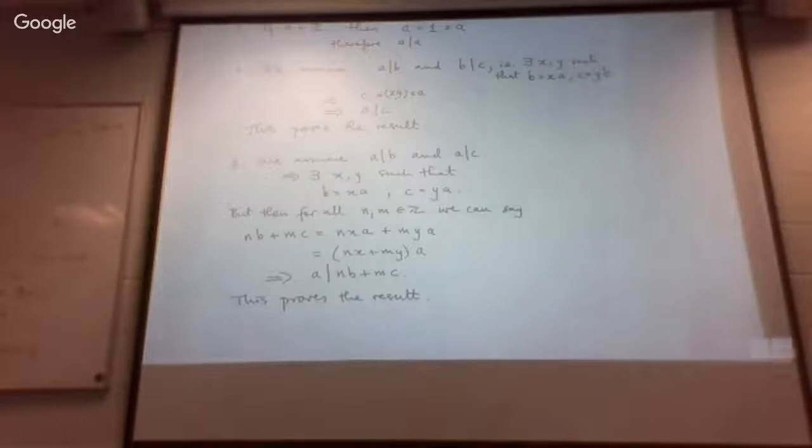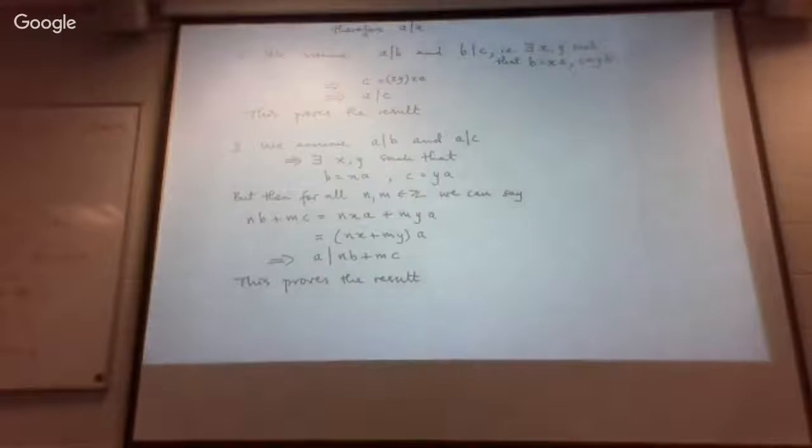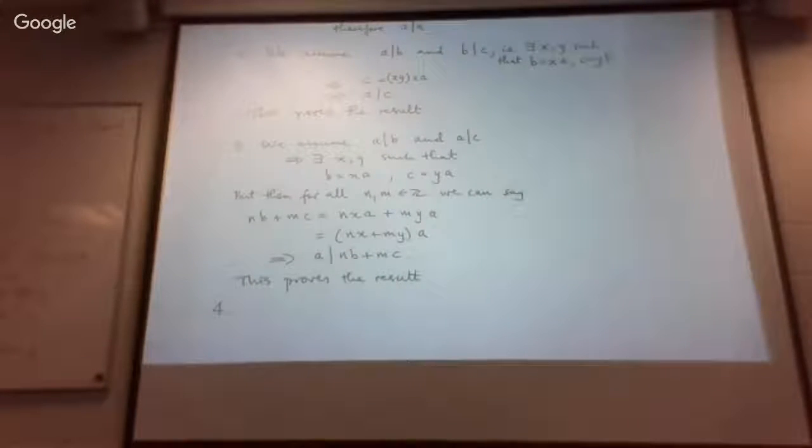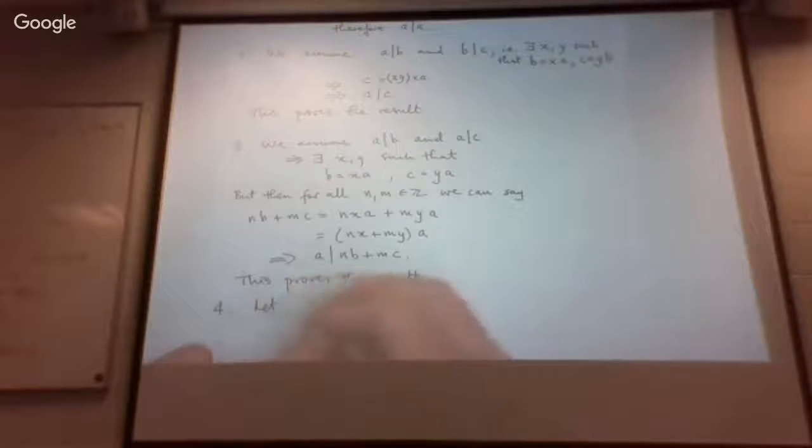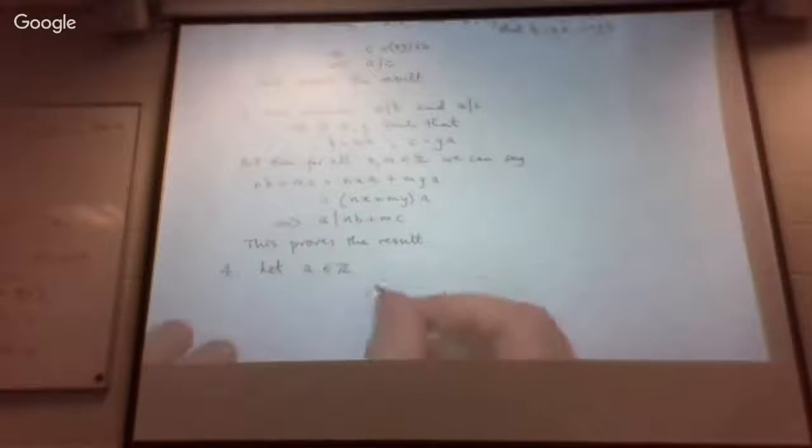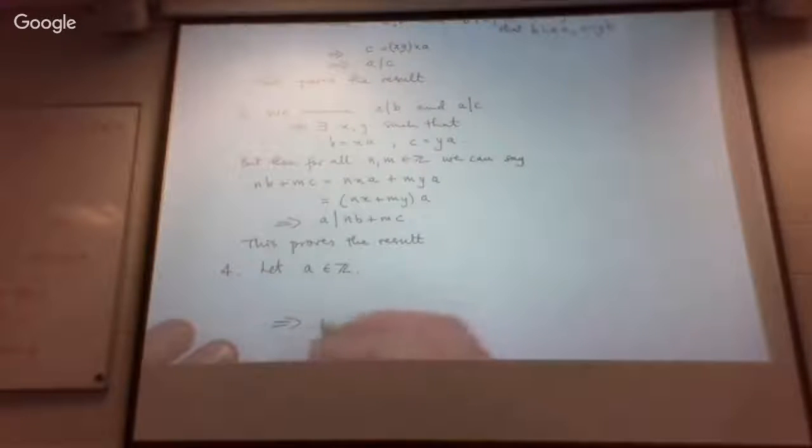Yeah, I think the others can be proved fairly quickly. So what is property 4? Property 4 is 1 divides everything. We let A be an integer. I want to say 1 divides A.